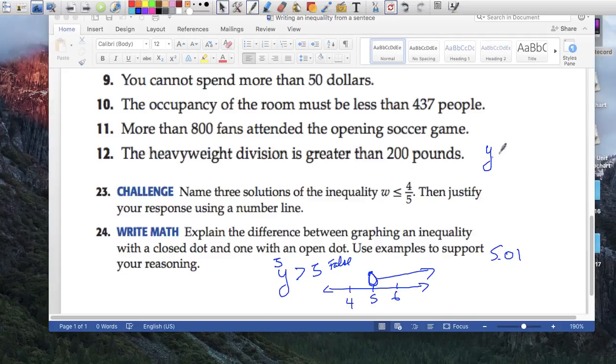Now, if that inequality said y is greater or equal to 5, we're going to create the same number line. And in this case, we draw a circle. Numbers to the right of 5, or greater than 5, are still going to make this inequality true. But the only difference is that the number 5 in this case will also be part of that solution. So if I put 5 over here, although 5 is not greater than 5, 5 will equal 5, making that inequality true. So in this case, to show that 5 is part of the solution, we shade. Okay, that's the reason.